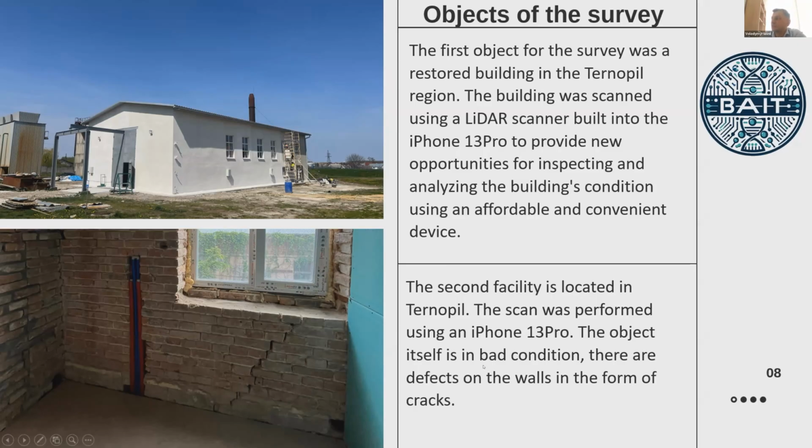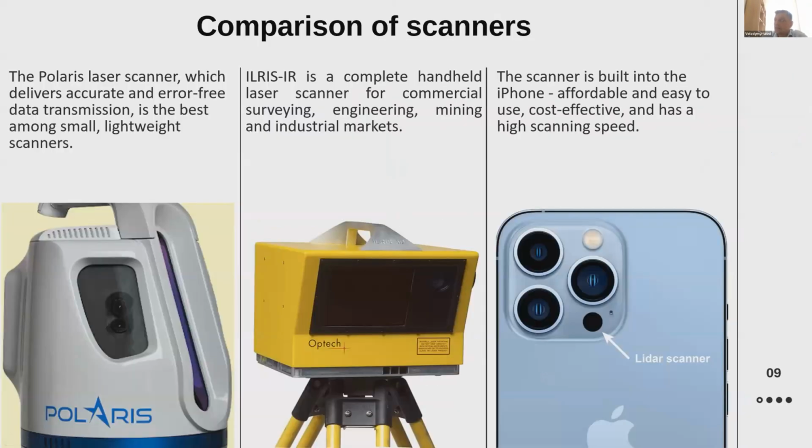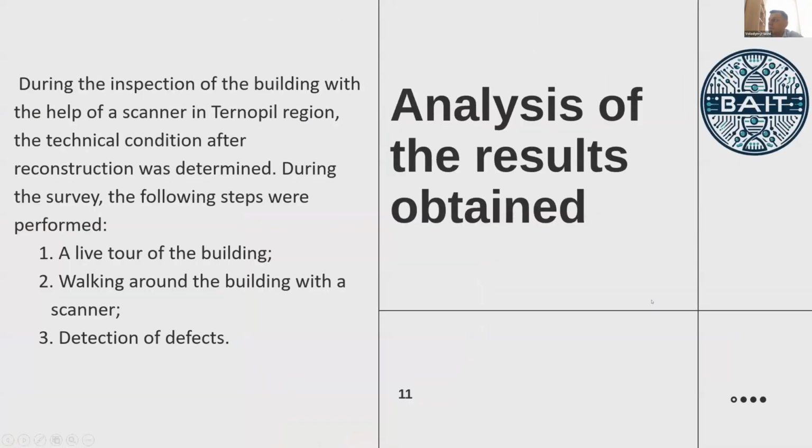In the first and second case, the building and the defect were scanned using the iPhone 13 Pro, which has a LiDAR, in the first case for inspecting and analyzing the building condition, and in the second case for detecting defects on the walls in the form of cracks. So here is a typical LiDAR device that could be used for this purpose. In our case, as I mentioned, the iPhone LiDAR from the iPhone 13 was used.